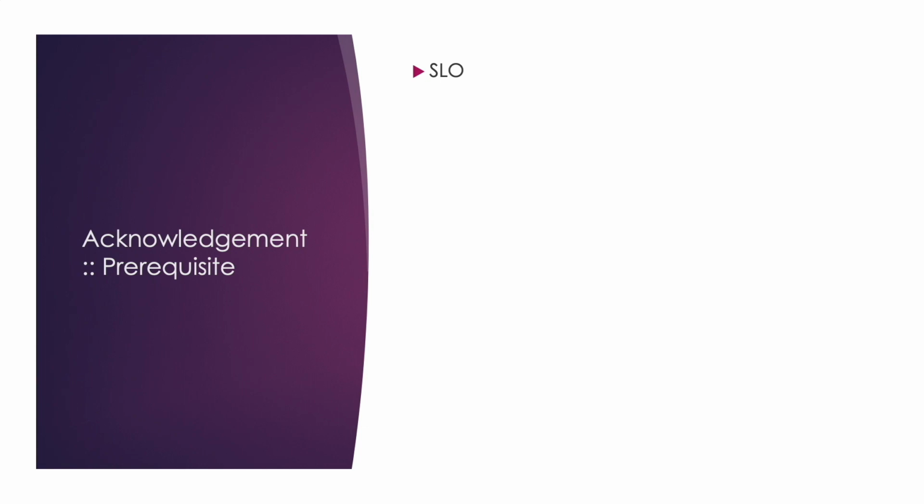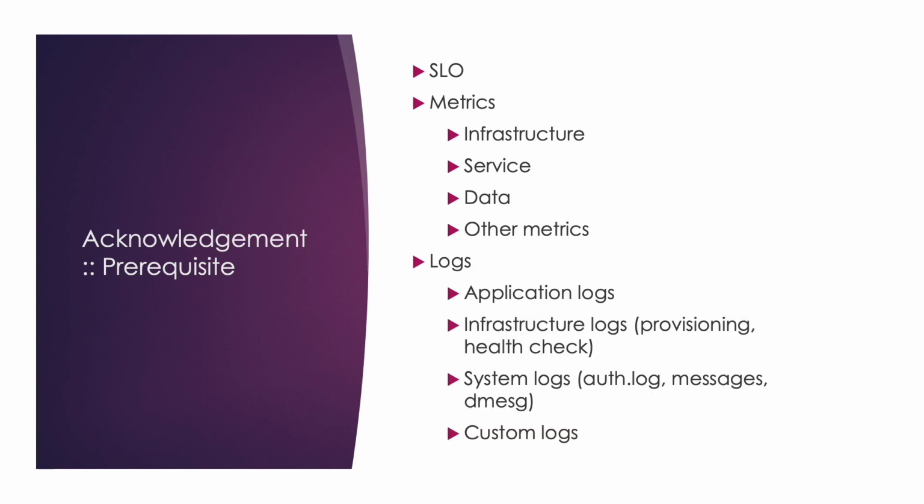Next one is metrics. There are metrics for infrastructure, service, and also for data, and other metrics like DORA metrics, where focus on development and deployment, and also the popular one is the 4 golden signals, where we need to monitor the latency, traffic, errors, and saturation. And then logs, similar to the metrics.